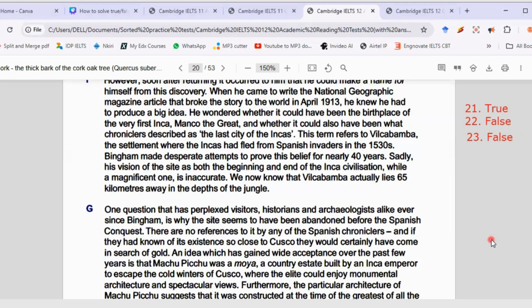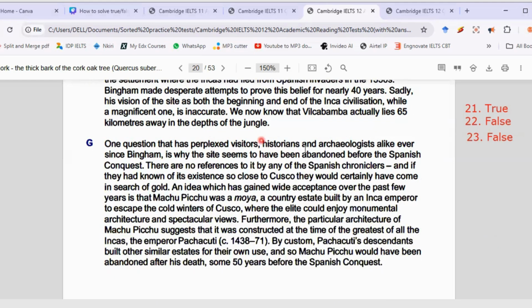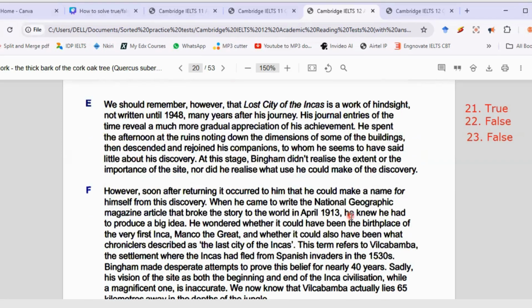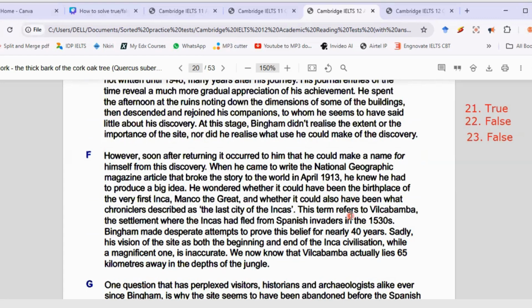There's nothing about return in this place. Let's check the next paragraph. One question has perplexed visitors, historians, and archaeologists alike ever since Bingham is why the site seems to have been abandoned before the Spanish conquest. There is no reference. Did he return? I can't say anything about return in this place. Can you guys say anything about returning? Furthermore, the particular architecture, there's nothing about returning here. We are not sure whether he returned. The passage does not mention whether he returned or did not return.